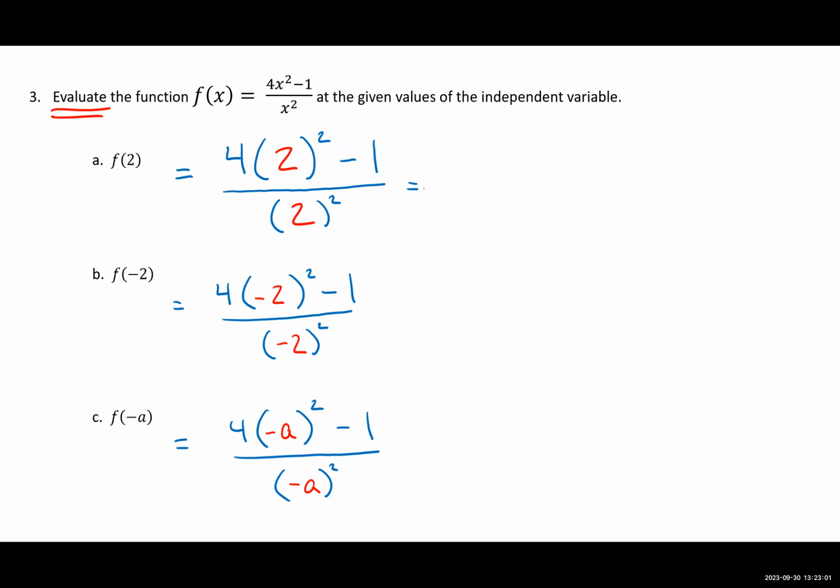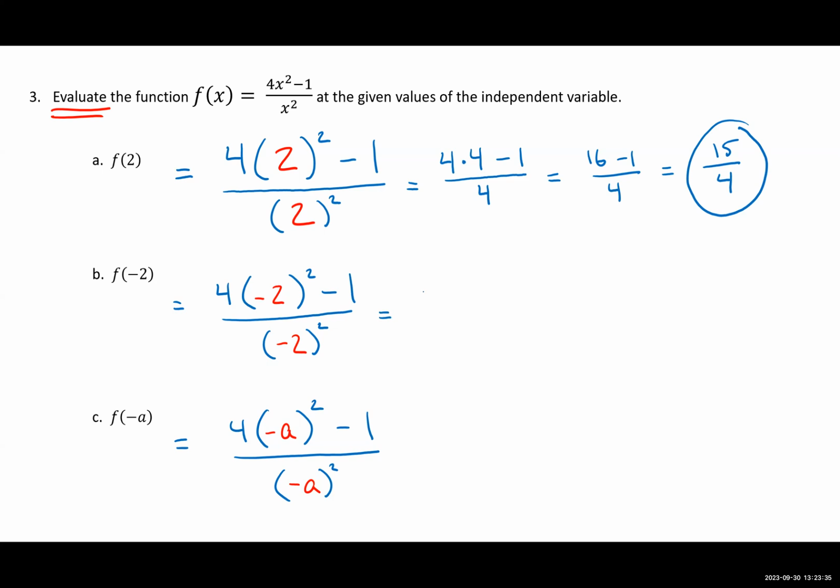So now we have to simplify. 2 times 2 is 4. So on top, we get 4 times 4 minus 1. And on the bottom, we get 4. All right, so 4 times 4 is 16. We have 16 minus 1, or 15 over 4. So when we evaluate the function for x equals 2, plug a 2 in for x, our answer is 15 over 4.